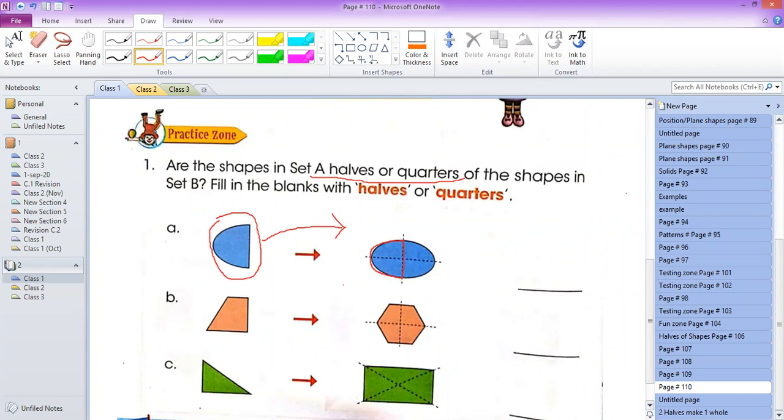This is half. Okay. This is not quarter. If it is quarter, it could be either this or this. Okay. And I can draw two more, but it is not like this. All right. So I'm going to write here halves. It is half. I'm writing this half.